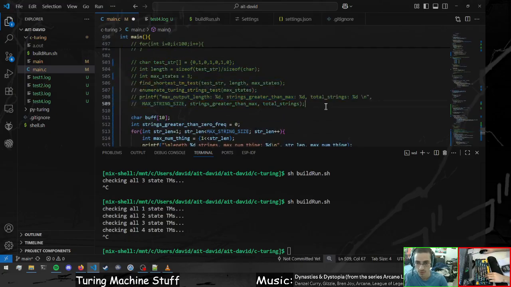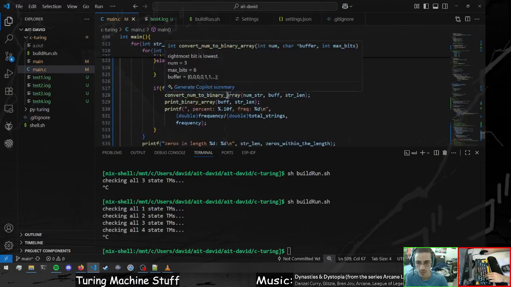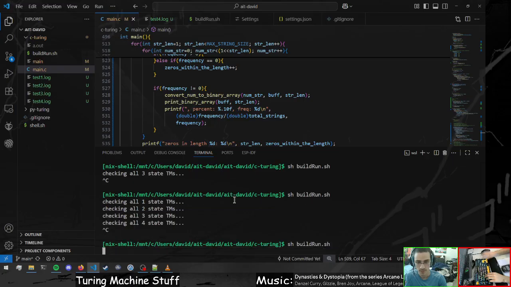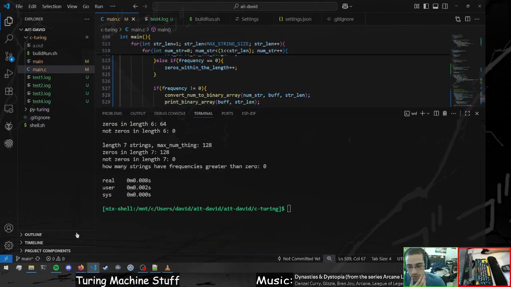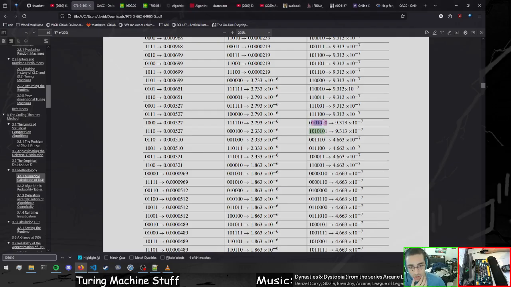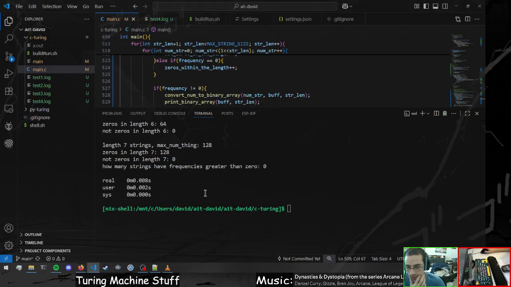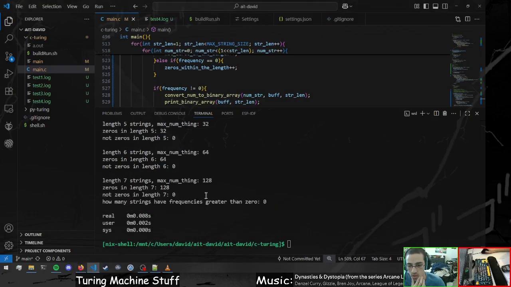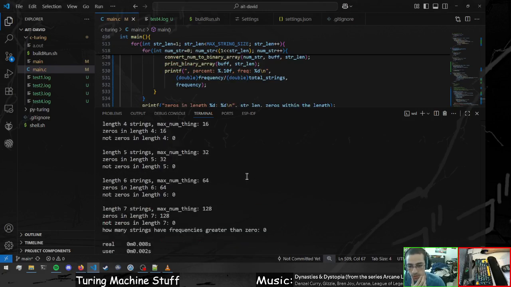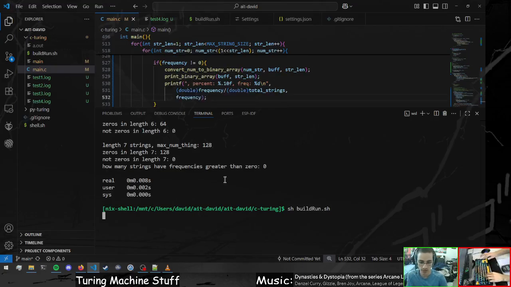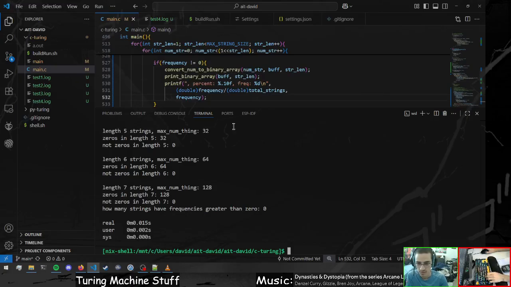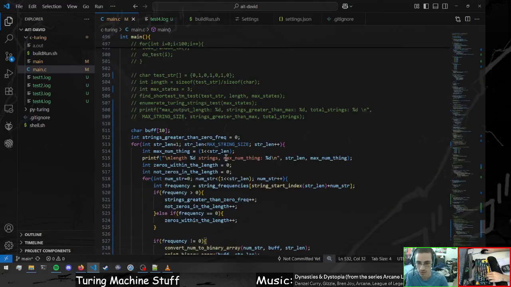So let's do this again, and I want to look for this string. I want to see what happens. Oh, is it? Why didn't it print? Hello? That was really, really quick.